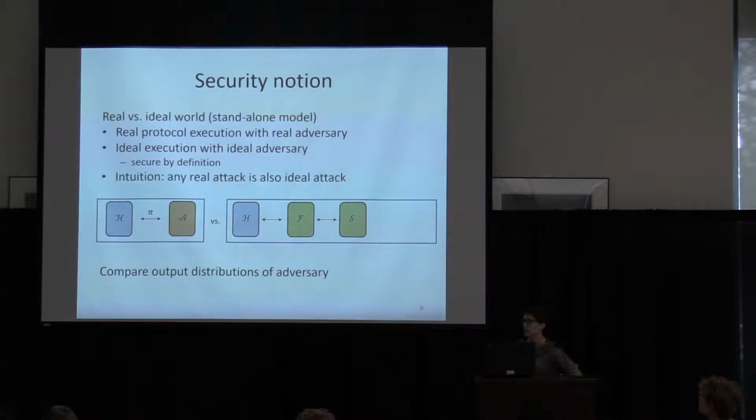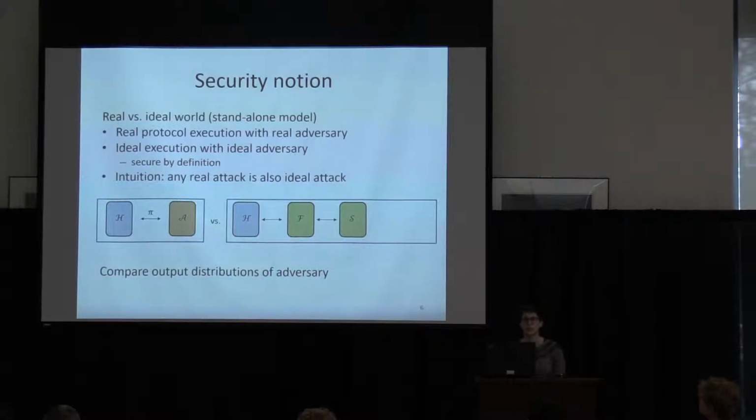The security notion that we consider here is in the real-ideal world paradigm, or simulation-based security, but we're not considering UC security here. This is just standalone security. So we're comparing a real protocol execution with a real adversary on the left side, with an ideal execution with an ideal adversary, which is this S here. And the ideal execution is going to be secure by definition.